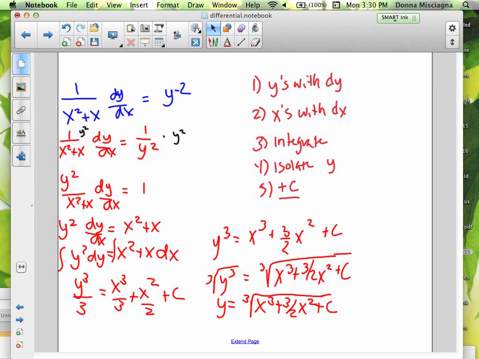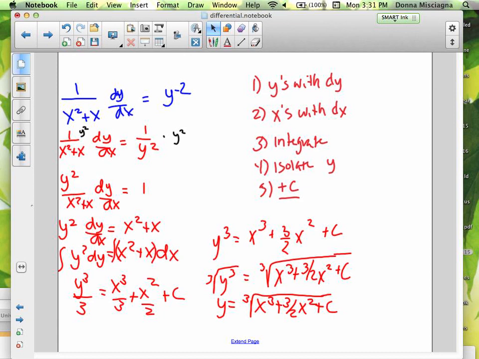Really, I should have parentheses around this, because everything in there is being integrated with respect to x. So now I have y cubed divided by 3 equals x cubed divided by 3 plus x squared divided by 2 plus c. Now I'm trying to solve this equation for y. We can multiply everything by 3, and I've got y cubed equals x cubed plus 3 halves x squared plus c.